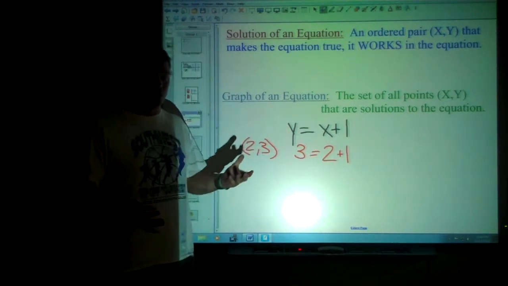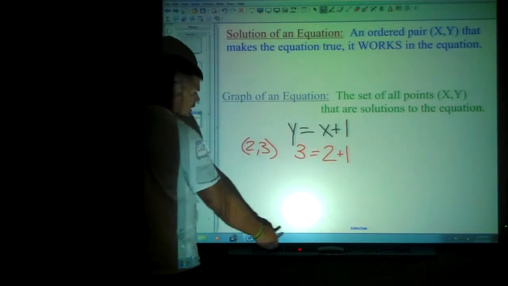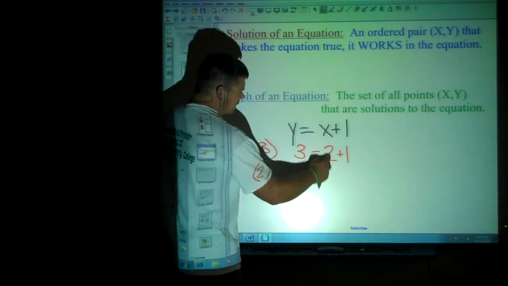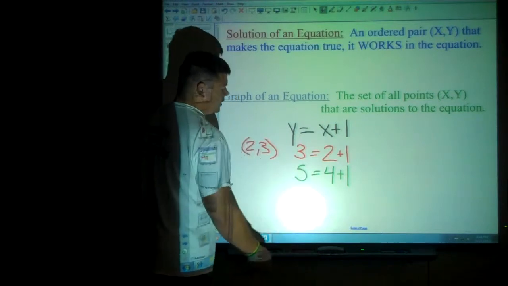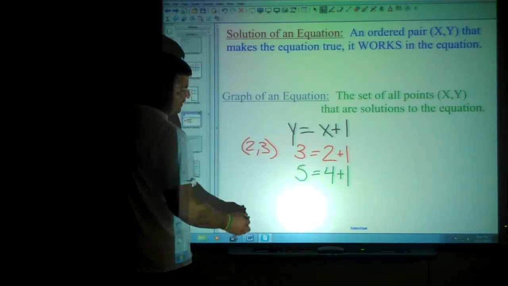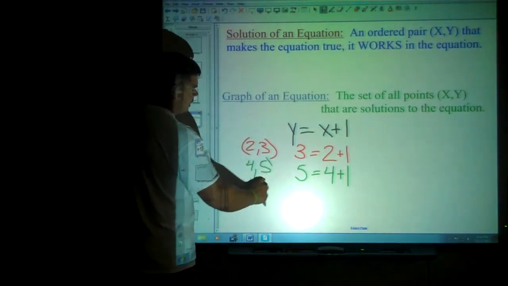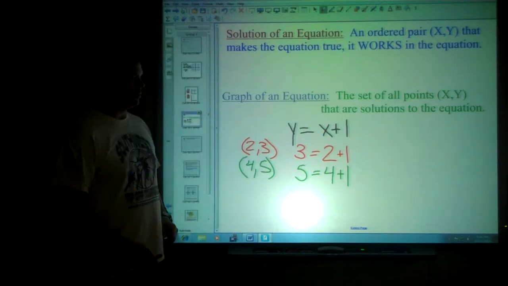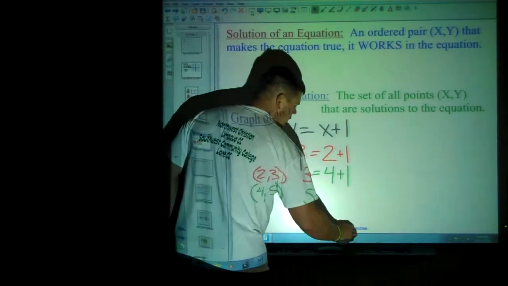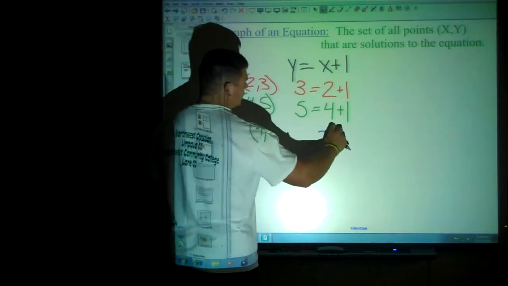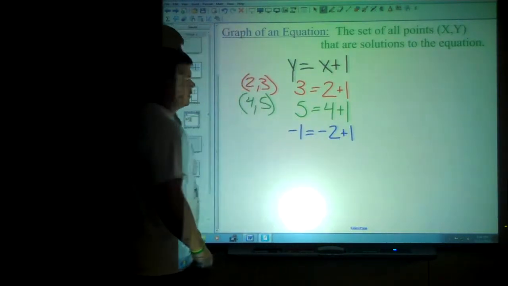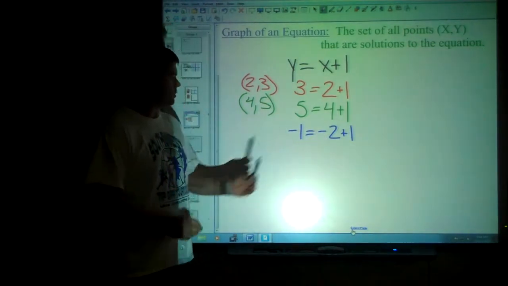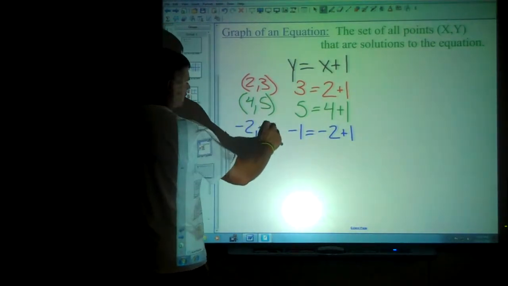But that's certainly not the only numbers that you could actually add to 1. You could take and go, well, what if x was 4? 4 plus 1 makes 5. That means you have an x value of 4 and a y value of 5. So 4, 5 is also a solution. But that's not the only one. You could say, I could have negative 2 plus 1 makes negative 1. So now there's my x and there's my y, and I've got negative 2, negative 1.